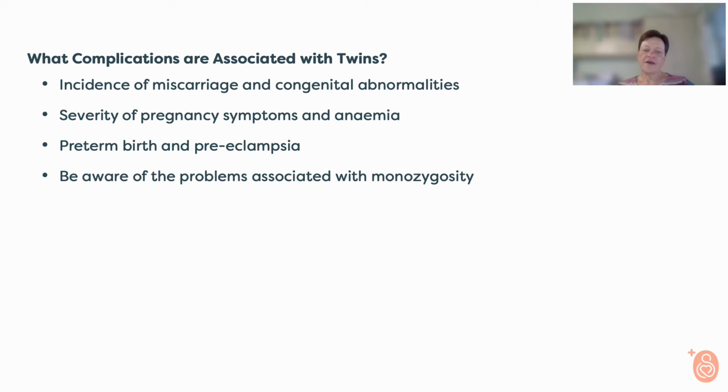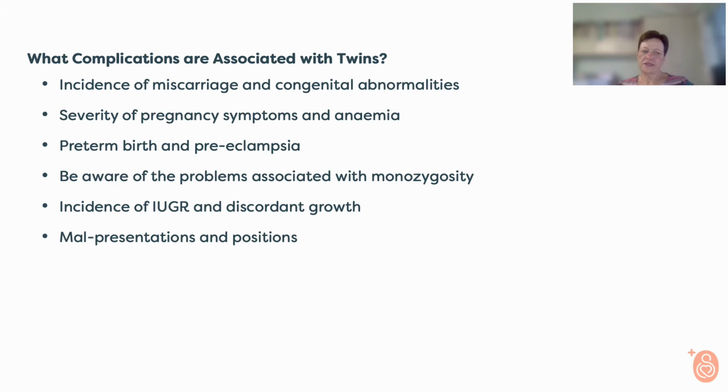The fact that they have only one bag of membranes is also a big problem, because they can get intertwined with each other, and we can easily get locked twins, which I will talk about just now. There's a higher incidence of intrauterine growth retardation and discordant growth, and this is also more common in the case of monozygotic twins than in the case of dizygotic twins.